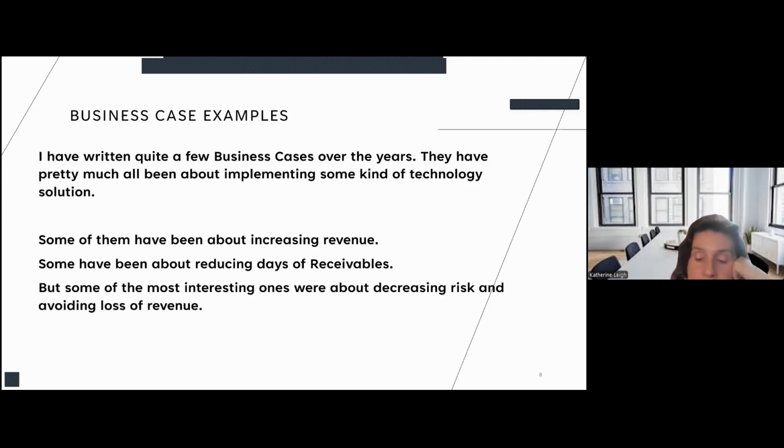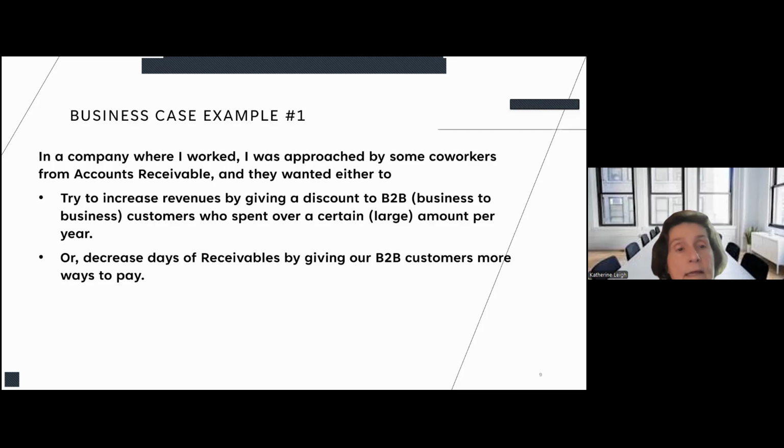So in a company where I worked, I was approached by some coworkers from accounts receivable, and they wanted either to try to increase revenues by giving a discount to the business-to-business customers who spent over a certain large amount per year, or decrease the days of receivables by giving our business-to-business customers more ways to pay. So they wanted to do one of those.